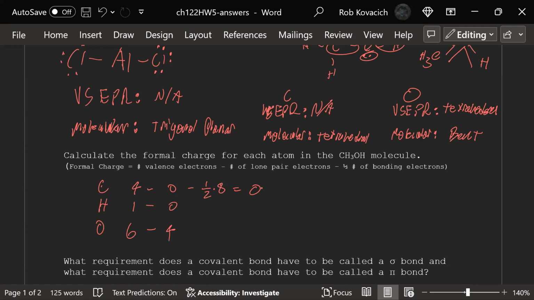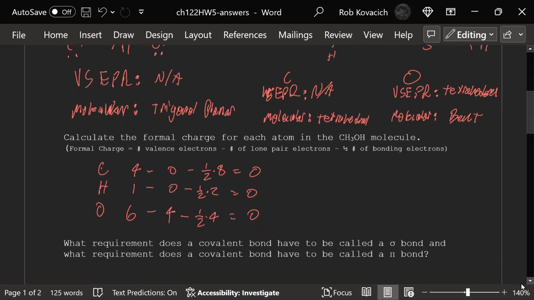And then my hydrogen has 1/2 of 2, since it's got 1 bond. And so that also is a 0. And then for my oxygen, it's 1/2 of 4, because it's got 2 bonds. So that's 4 total valence electrons. So that's going to give me a 0 as well. So this is the correct structure that we've got for my methanol molecule. All the formal charges are 0, and that's what we're hoping for when we do formal charges.